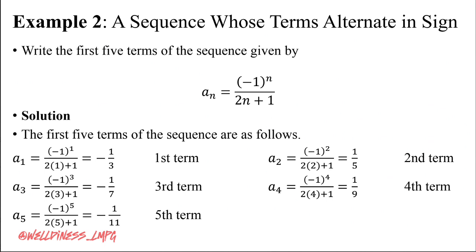So now moving on to the next segment, we have a sequence whose terms alternate in sign. And we can see an example here where we are to find the first 5 terms of the sequence given by an is equals to minus 1 raised by n divided by 2n plus 1. So we are going to solve this on the whiteboard.